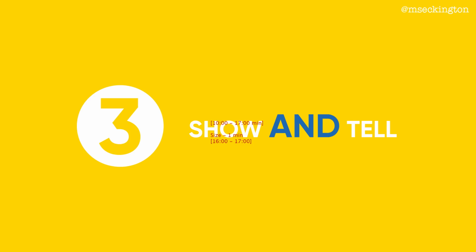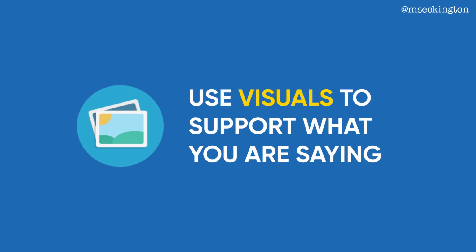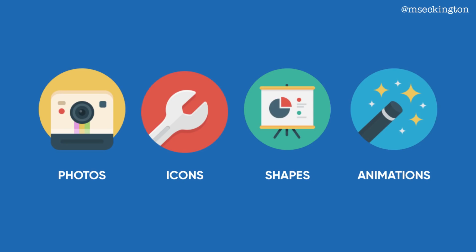So principle number 3 is show and tell. This principle comes from the picture superiority effect. It states that information recall is better when combining text and images. So rather than relying on purely text alone, we should be using visuals to support what we are saying. People remember things better if they're absorbing that info both in text and in a visual way. So I want to talk about 4 ways of adding those visuals to your presentations.